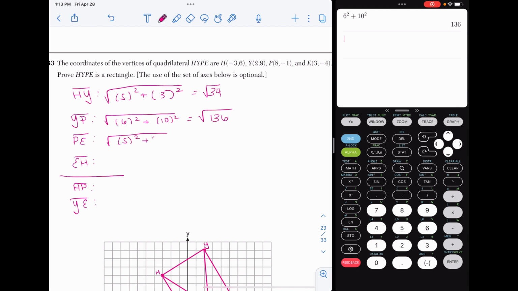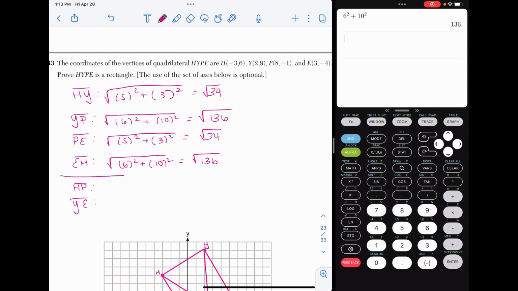5 squared plus 3 squared. Again, if you have a -5 in there or a -3, that's fine. We'll get the same answer in the end. Radical 34, that seems familiar, so that's important. And then 6 squared and 10 squared and radical 136 again. Great, we've shown that opposite sides are congruent, right?